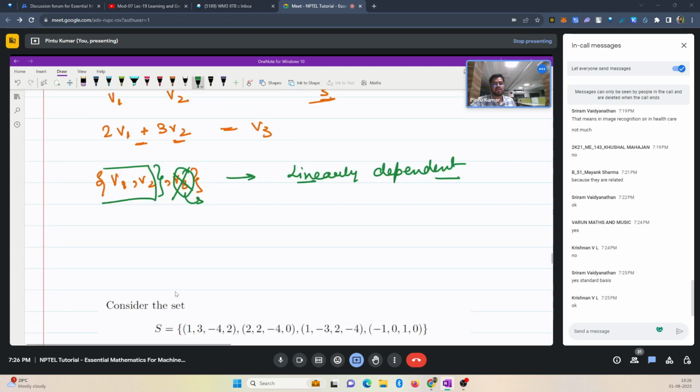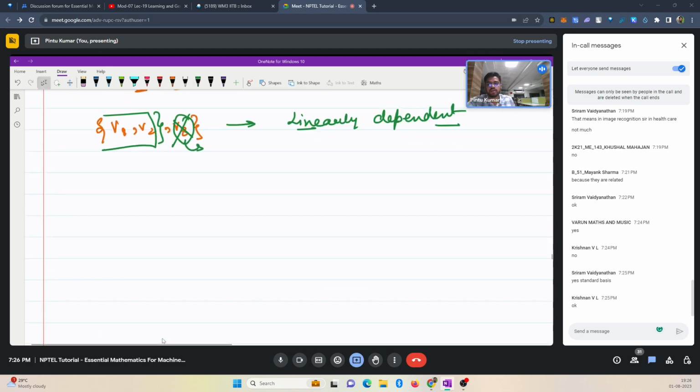Now, how do we write it mathematically? What we understood intuitively is that c times v1 plus b times v2 is equal to v3. If we take v3 to the left-hand side, this means c v1 plus b v2 minus v3 is equal to 0.